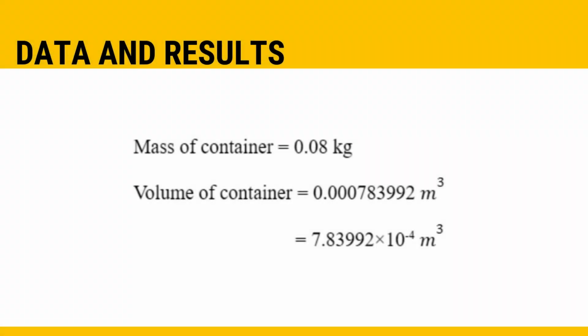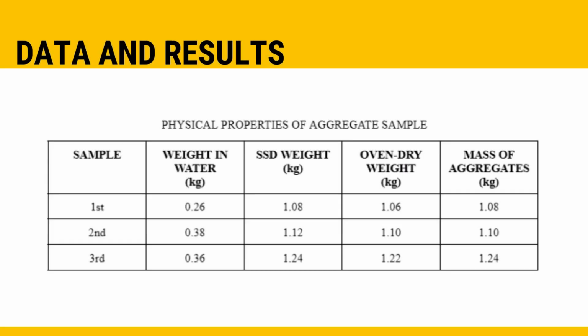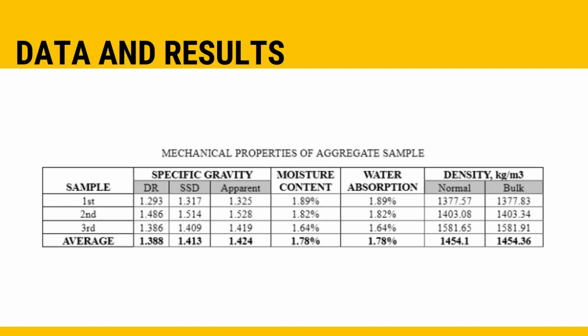For the raw data and results and discussions of the experiment, the first data that we have obtained is the mass and volume of the container that was used. The second set of data that we have acquired is the physical properties of the aggregate sample, wherein we gathered the values of its weight in water, saturated surface dry or the SSD, oven dry weight, and the mass of aggregates. We also got the data of the mechanical properties of the aggregate sample, which includes the specific gravity, moisture content, water absorption, and densities.